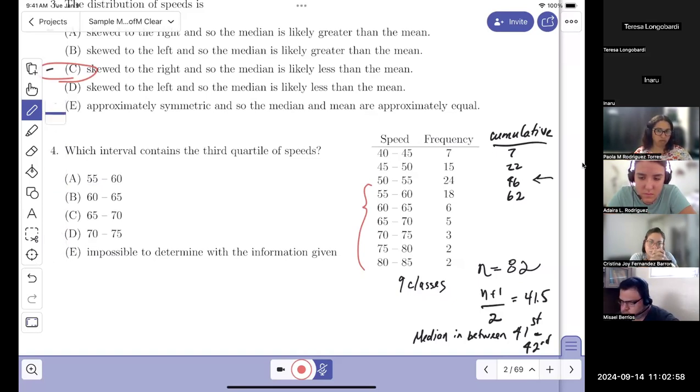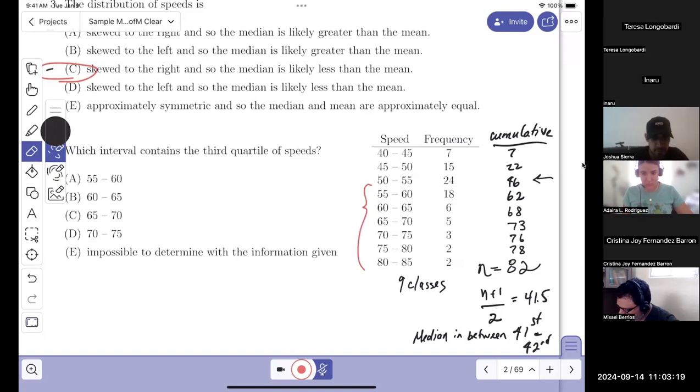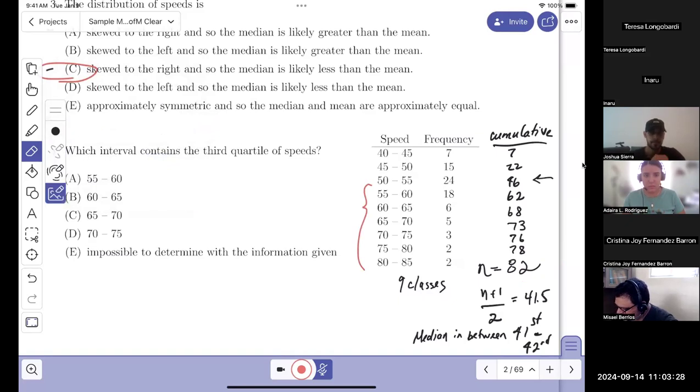Let's continue with the cumulative list. So 64 and 6 is 68. 68 and 5 is 73. 73 and 3 is 76. 78 and 80. Did I miss something? So I added something wrong. I think I got 80 instead of 82. Oh, when you added? Yeah. I must have added something wrong. Okay, that works. But then I have to redo the whole thing. Cool, let's do it again.